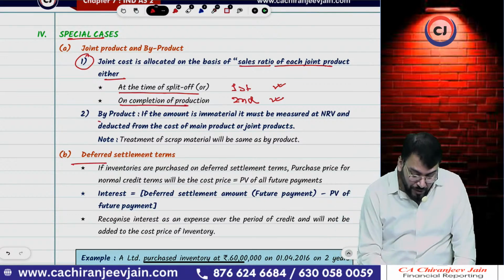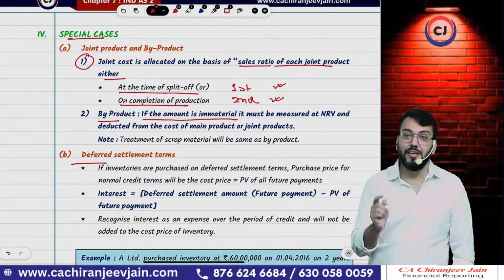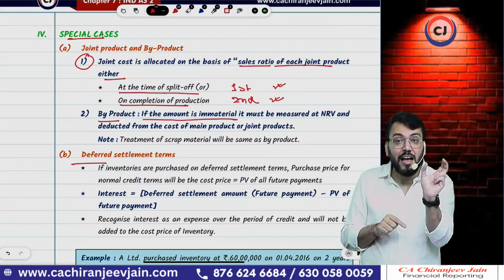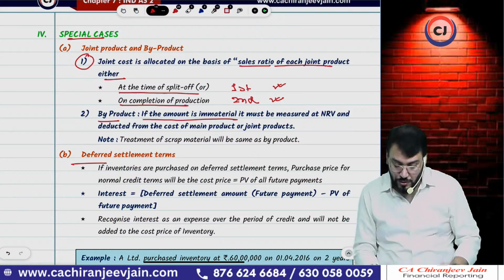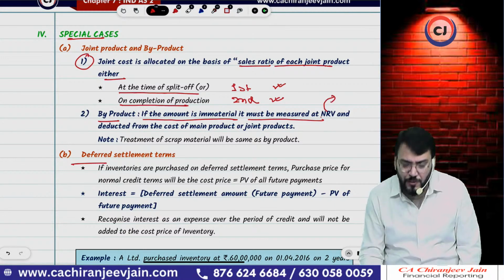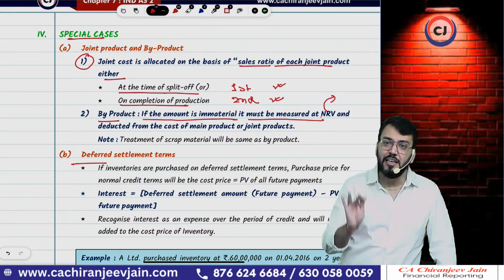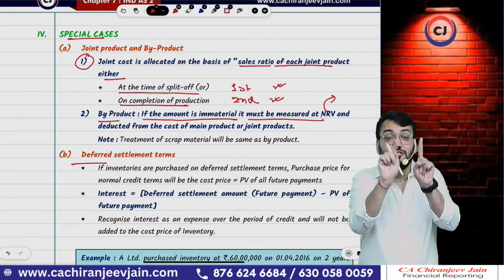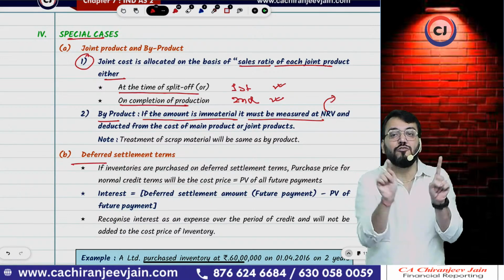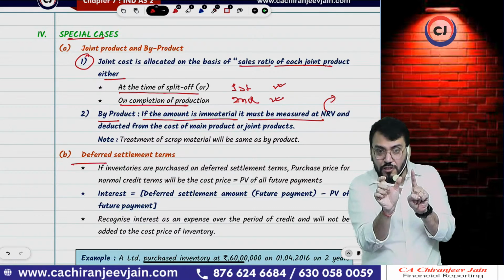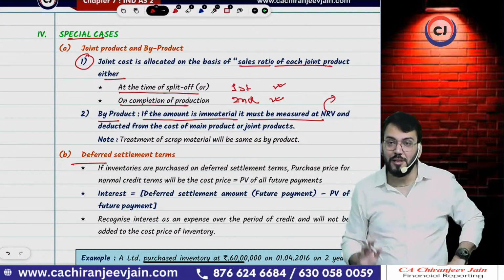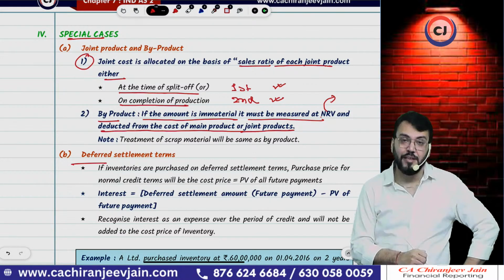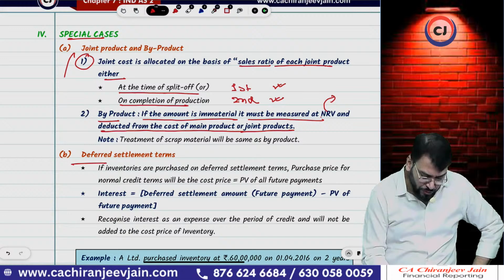Now coming to byproduct, what they have written: if the amount is immaterial, then it will be measured at NRV, net realizable value. Once again the same definition, estimated selling price minus estimated selling expense. And whatever NRV you have calculated is deducted from the total joint cost to find the joint cost for allocation purpose. That is deducted from the cost price of the main product or joint product. Simple. We will take one question on this.